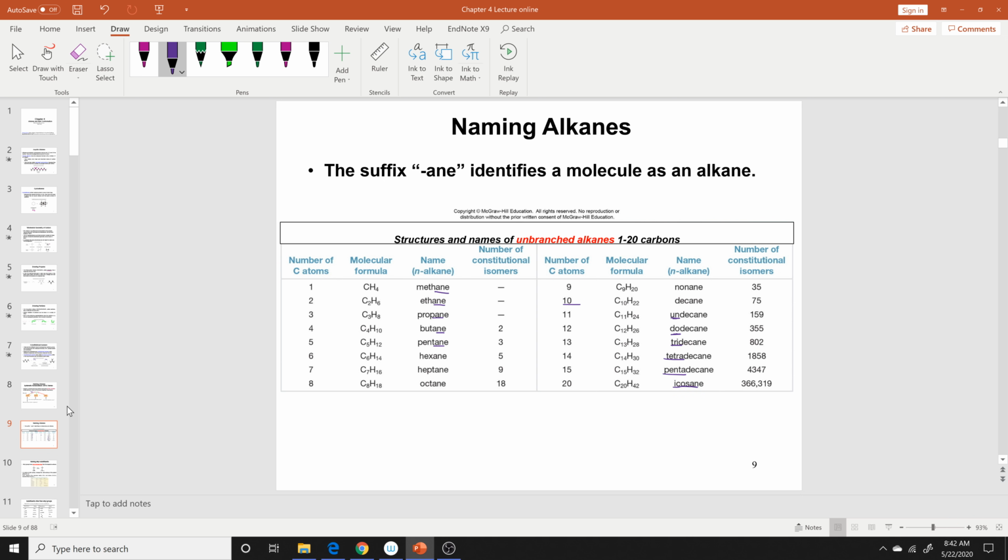I didn't write the rest over here. This is going to be hexadecane. So hexa stands for 6. Heptadecane, octadecane, nonadecane, and then icosane. Icosane is 20. We're going to stop at 20 in there.